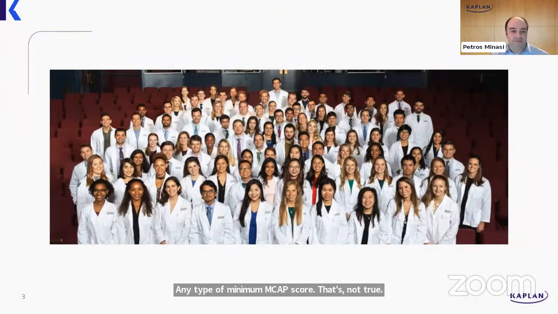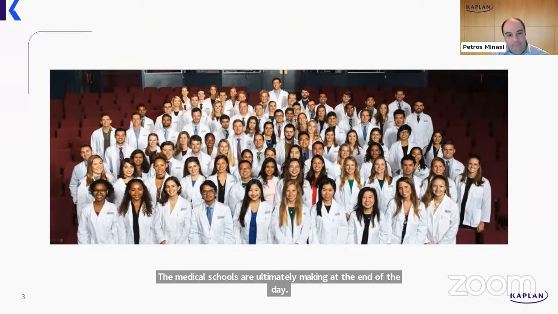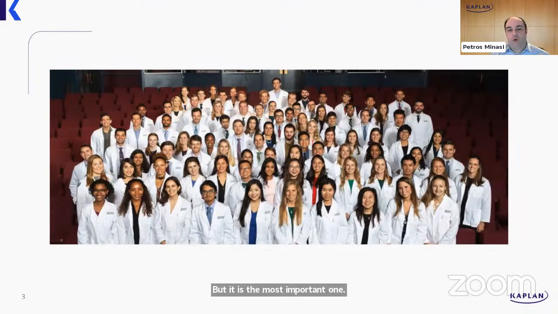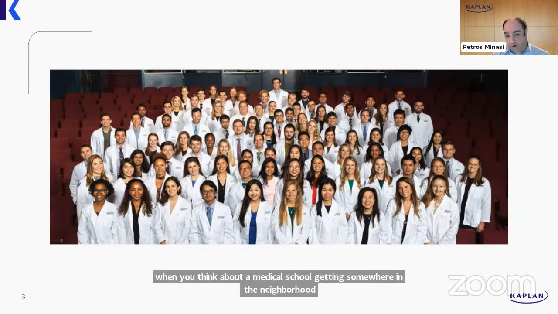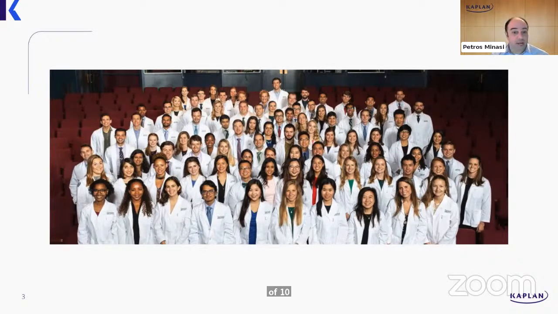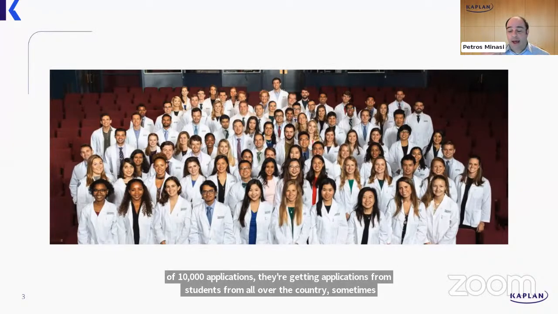It's not the only factor that goes into the decisions the medical schools are ultimately making at the end of the day, but it is the most important one, namely also because of the fact that it is the only thing that is standardized across all applicants, right? So when you think about a medical school getting somewhere in the neighborhood of 10,000 applications, they're getting applications from students from all over the country, sometimes internationally, right? So everybody has a different undergraduate curriculum.